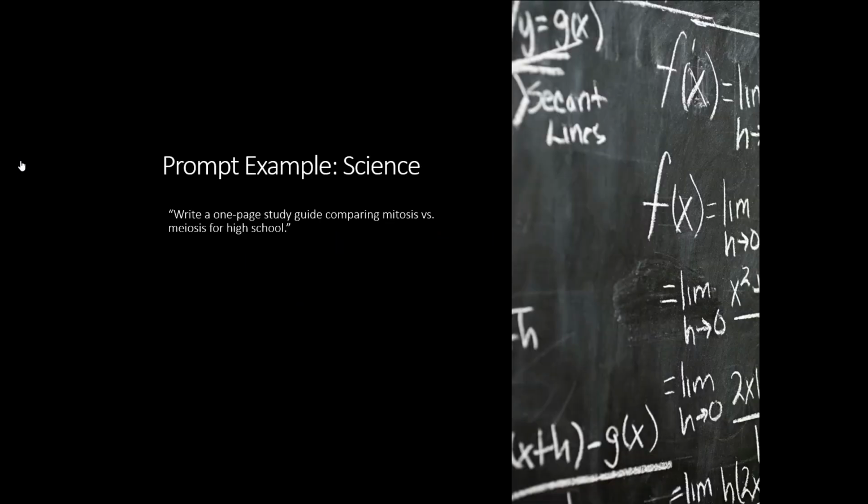Science teachers, write me a 1-page study guide comparing mitosis versus meiosis for high school. It'll give you that, and you can then ask it to format it. Format these into two comparison columns or contrast columns, whatever you want that to be. It will do it for you. Looks pretty cool. ChatGPT 5, which is the newest rollout, has gotten pretty advanced, and I really like the more formatting that it has. So it's just a matter of learning the prompts that you want it to give.